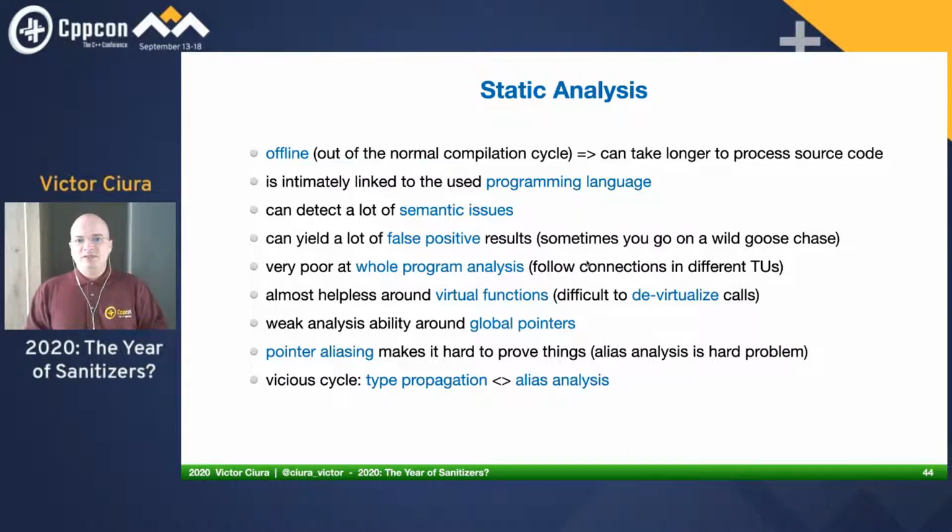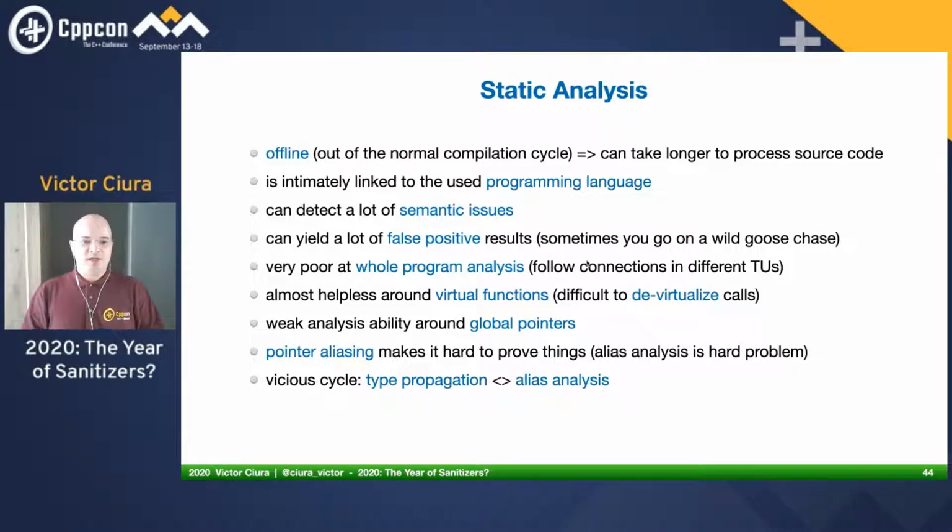They're intimately linked to the used programming language. They have to know about the language constructs and types and idioms even. They can detect a lot of semantic issues because they know the language that they're supposed to work on. But they can yield a lot of false positives. And sometimes, I've done that, you can go on a wild goose chase investigating some weird corner case, and it turns out to be actually a false detection.